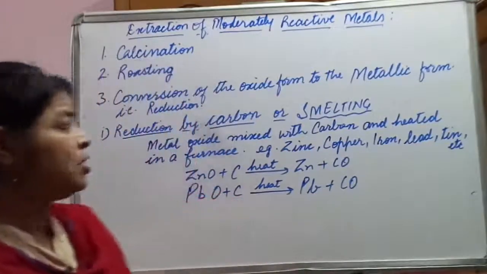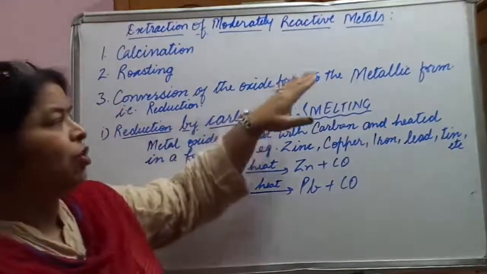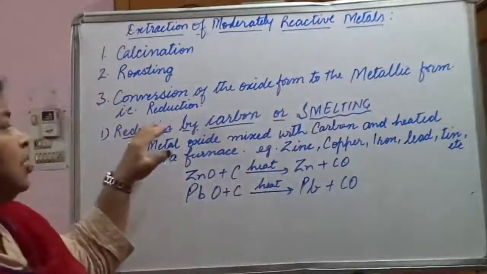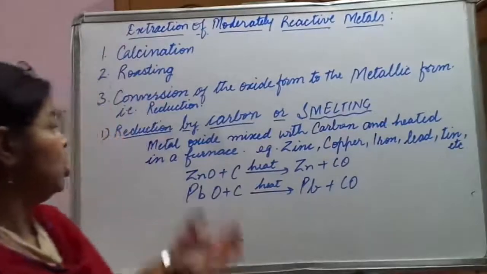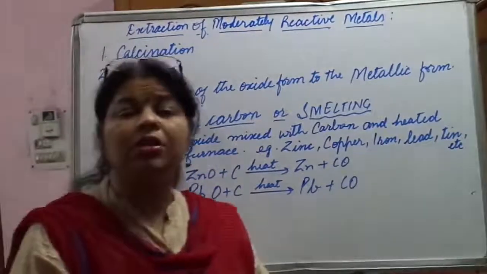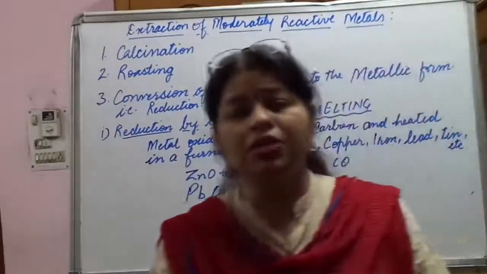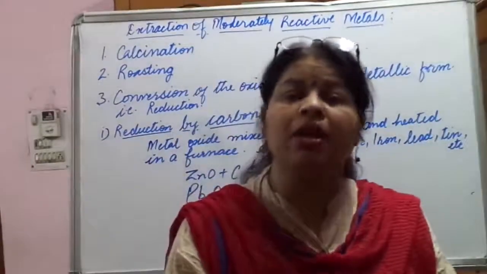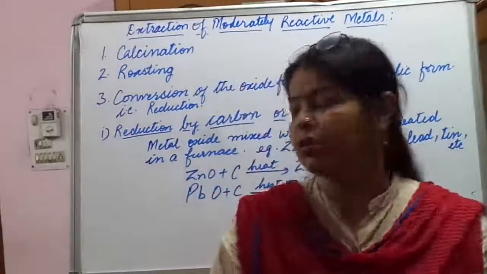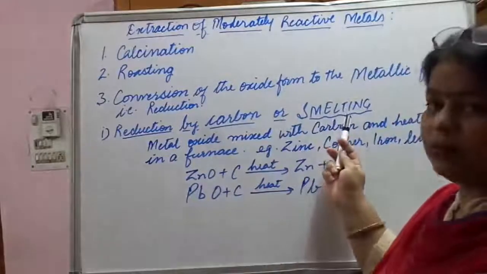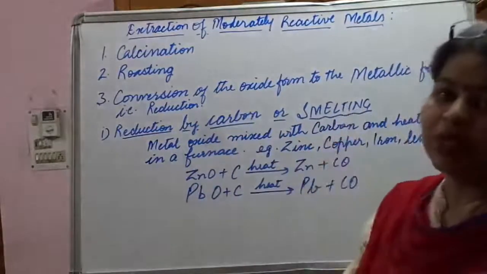Okay. Now let us come to the third step, and the third step is conversion of the oxide into the metallic form, that is reduction. Okay, it means we are going to reduce them now. How is it done? Reduction is done by carbon, and the process is known as smelting. What do we call it? Smelting. Okay. Reduction by carbon, and this process is known as smelting.